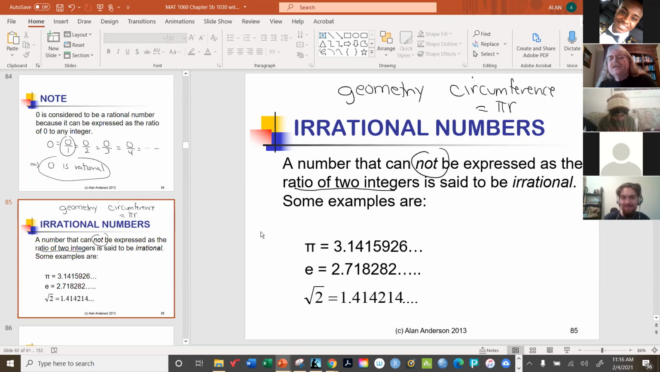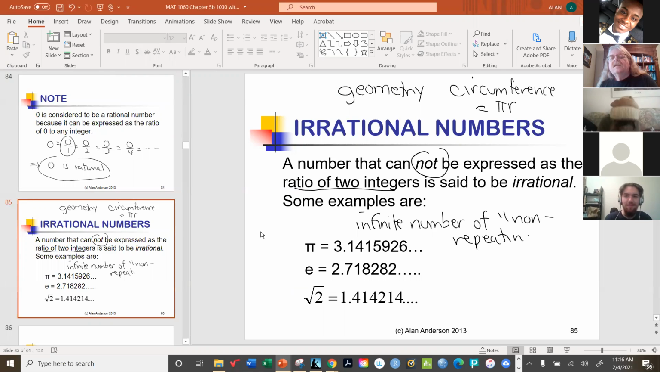Now, what's important about it is that you notice there's an infinite number of digits after the decimal point, but it's not just that there's an infinite number of non-repeating digits after the decimal. That's how we know that it is irrational. It goes on and on forever. That's why these 3 dots are here. It goes on forever, but there's no pattern there. And that means it is irrational.